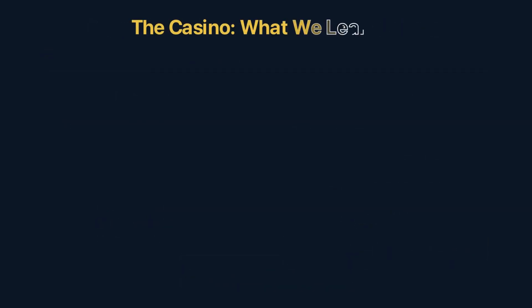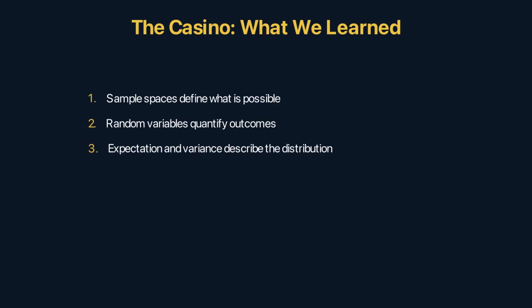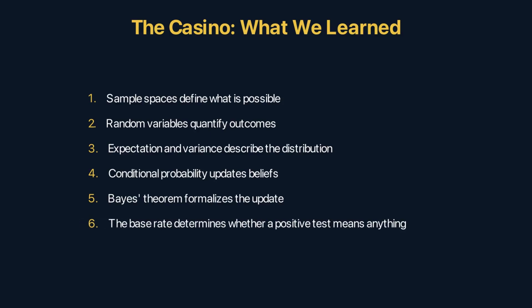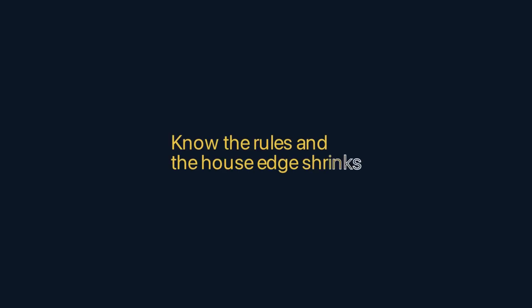The casino runs on probability. Sample spaces define what's possible. Random variables quantify outcomes. Expectation and variance describe the distribution. Conditional probability updates beliefs. Bayes' theorem formalizes the update. The base rate determines whether a positive test means anything. Know these rules and the house edge shrinks.